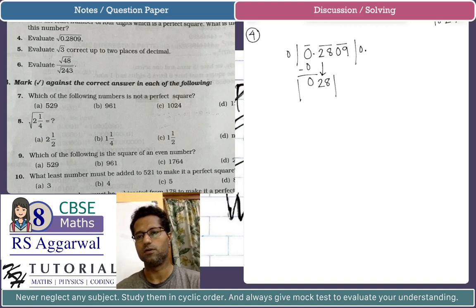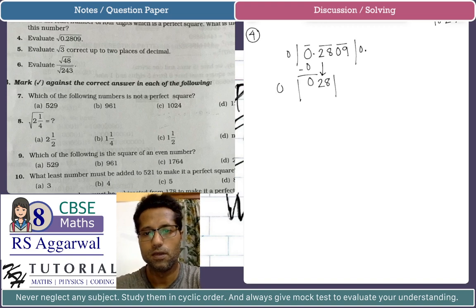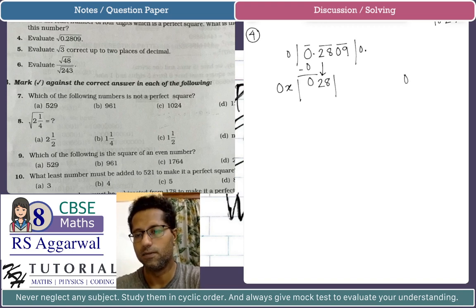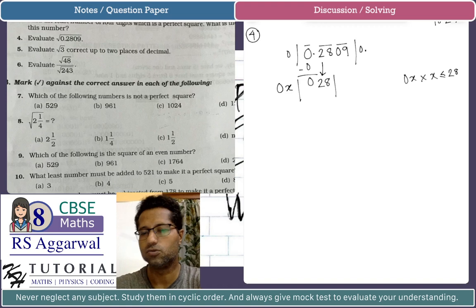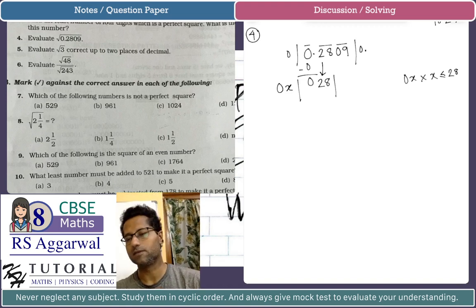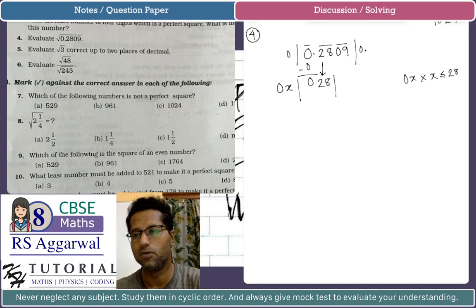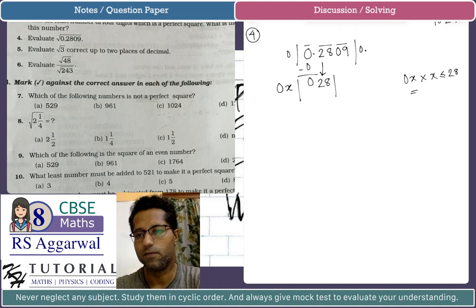If you ignore the decimal point, it will be 0. 0 multiplied by 2 is 0. Now we have to find the digit x such that the 2-digit number 0x multiplied by x should be less than or equal to 28, and x should be maximum. From here we can say that x is definitely 5.